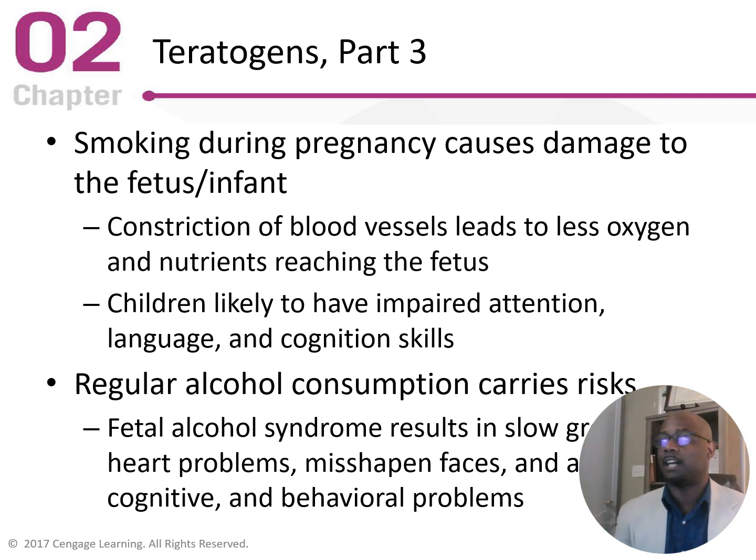Smoking during pregnancy causes damage to the fetus and infants. Constriction of blood vessels leads to less oxygen and nutrients reaching the fetus. Children are likely to have impaired attention, language, and cognition skills. Regular alcohol consumption carries risks. Fetal alcohol syndrome results in slow growth, heart problems, misshapen faces, and cognitive and behavioral issues.